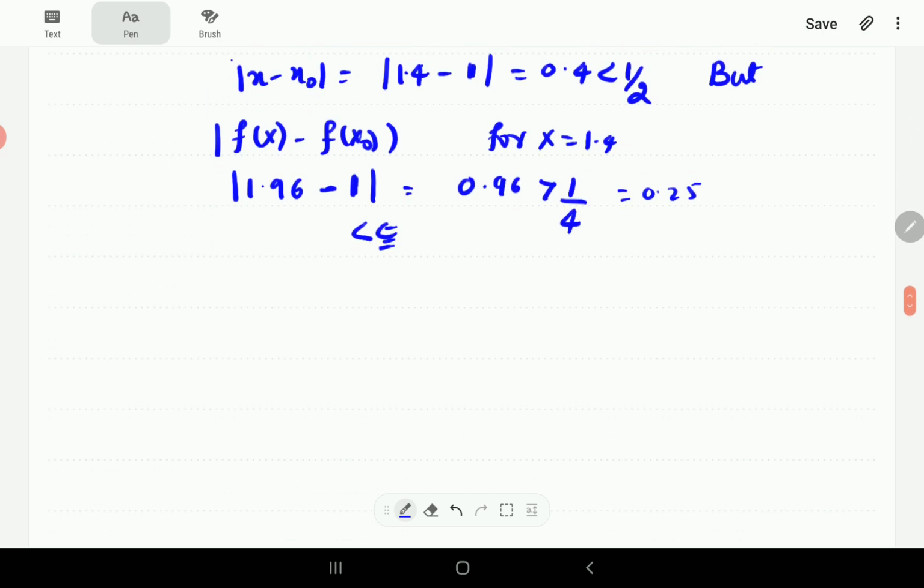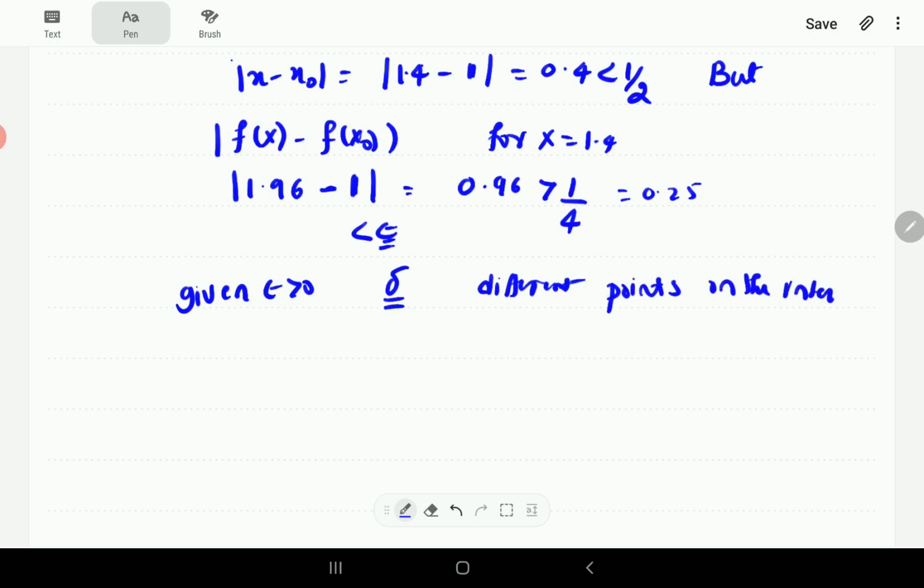Okay, so we're trying to give the motivation why we want the uniform continuity. For a given epsilon greater than 0, the same value of delta does not work for different points on the interval. As you see, it worked at x naught equal to 0, but it does not work at x naught equal to 1, right?